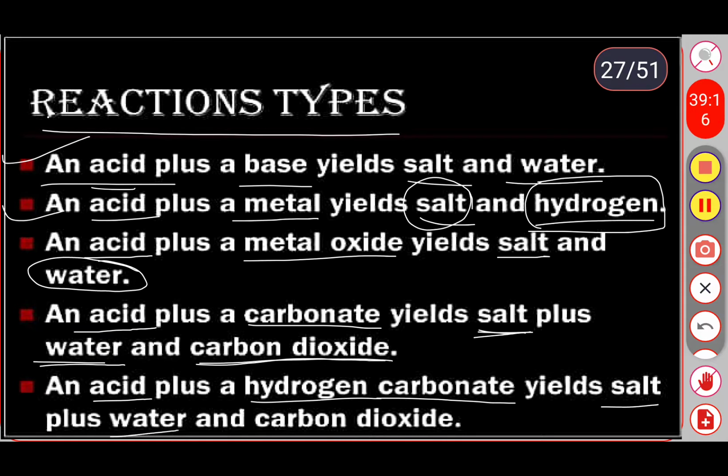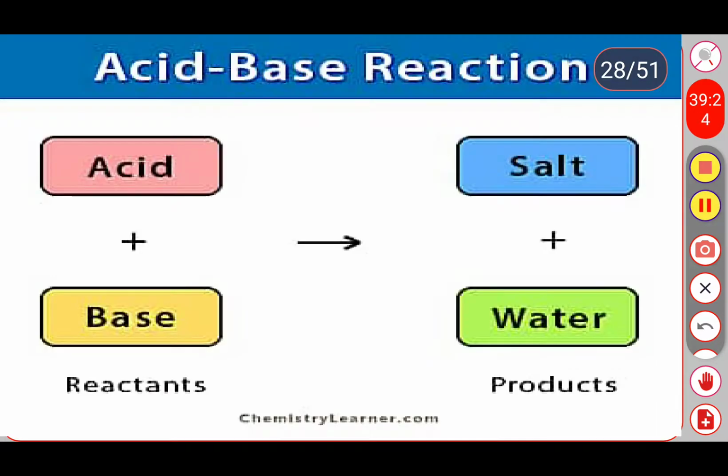Okay, see the first type of reaction. This type of reaction you already studied in the first chapter. When acid is combined with a base, it forms a salt and water. So these types of reactions we call neutralization reactions.